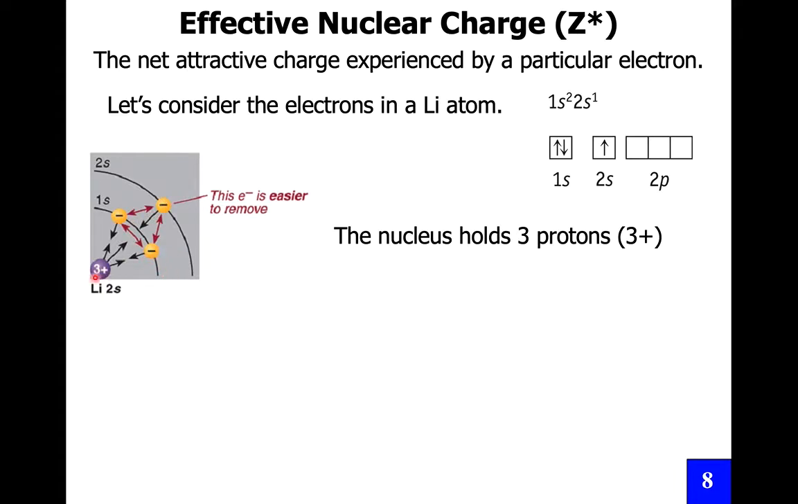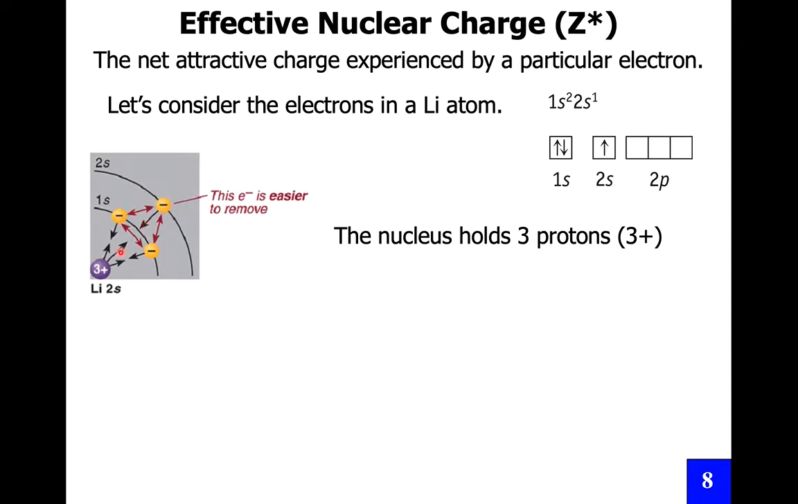And so the question then becomes, how much of this 3+ charge is felt by this 2s electron? The extreme cases we could think about: maybe this electron ignores these other electrons, and so it feels a full 3+. Or maybe these negatives totally cancel out 2 units of the nucleus, and so this feels just a +1 attraction. It ends up somewhere in the middle of those 2 cases.